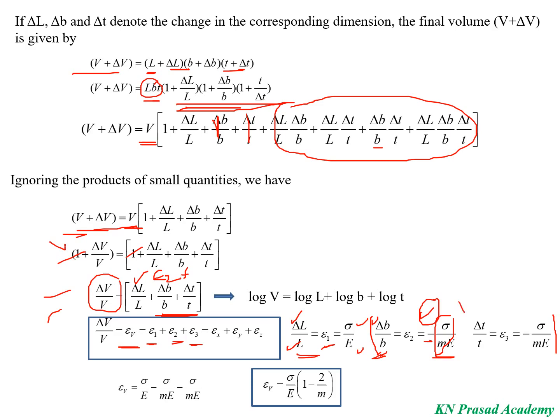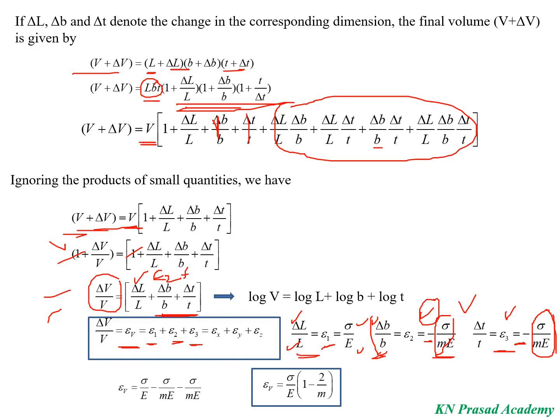Similarly, the decrease in thickness divided by the initial thickness is the lateral strain in the thickness direction. This is also a decrease in the dimension, that is why we are giving the minus symbol. This lateral strain we represent in terms of the Poisson ratio, and this value will become minus of sigma by M into E.